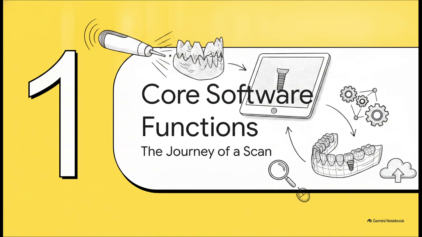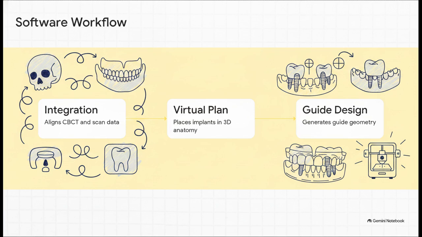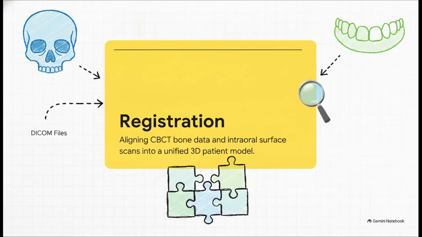Part 1, Core Software Functions, The Journey of a Scan. So think of this as an exclusive, behind-the-scenes tour. Basically, implant planning software has 3 absolute core pillars that systematically take those raw scans and transform them into a 3D printable surgical guide. First up is imaging integration, which is bringing the patient's data together. Second is virtual implant planning, where the critical clinical decisions are made in 3D space. And third is the guide design itself, generating the actual physical geometry that's going to be sent off to the 3D printer.